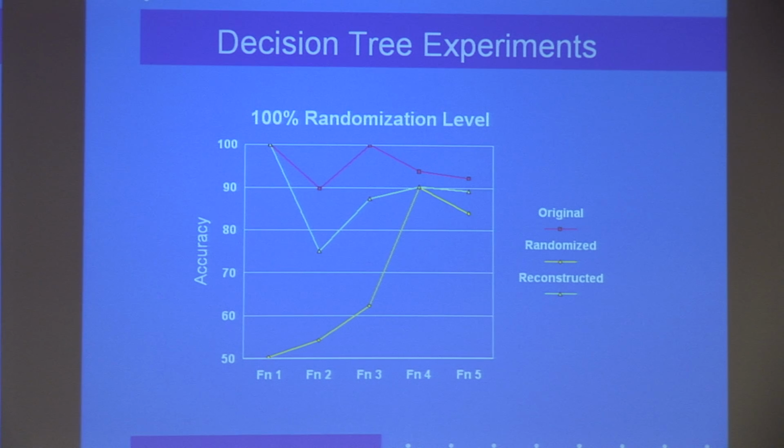But what this is showing us is that for function 2, if we build it on the original data, we get 90% accuracy. If we build it on the noisy data, we get 55% accuracy of our classifier. But if we reconstruct the distribution, and then learn from the original data, but using that reconstructed distribution to pick the right split points, we get 75% accuracy.